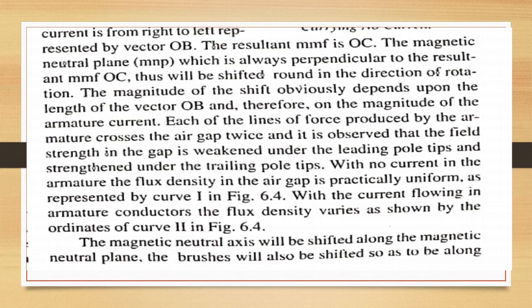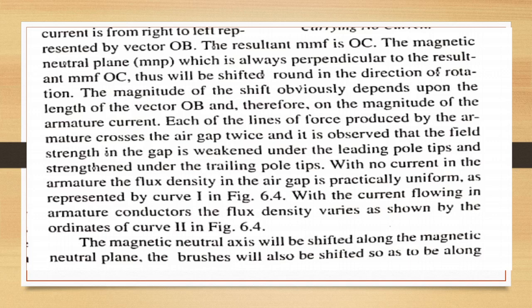Magnetic neutral plane MNP, which is always perpendicular to the resultant MMF OC, thus will be shifted round in the direction of rotation. The magnitude of the shift obviously will depend upon the length of the vector OB and therefore on the magnitude of the armature current. Each of the lines of force produced by the armature crosses the air gap twice, and it is observed that field strength in the gap is weakened under the leading pole tips and strengthened under the trailing pole tips. So field will be weakened under leading pole tips and strengthened under trailing pole tips.